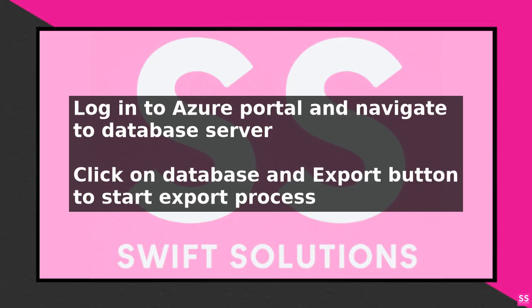First, log in to the Azure portal and navigate to your Azure SQL database server. From there, click on the database you want to export and then click on the Export button. You will be prompted to select the export settings, including the file format, which should be set to BACPAC.